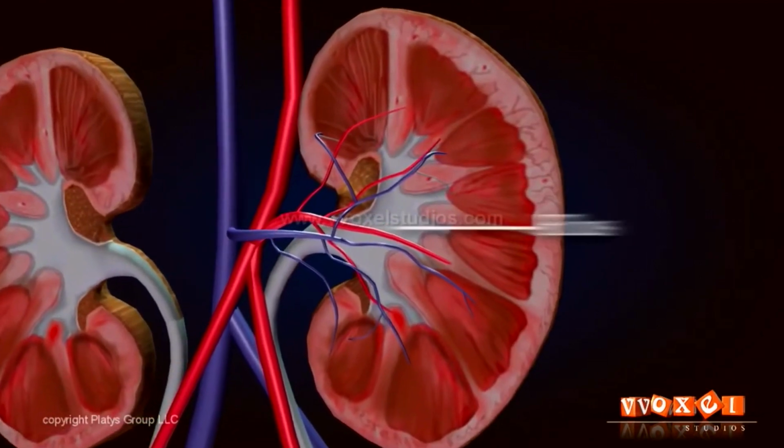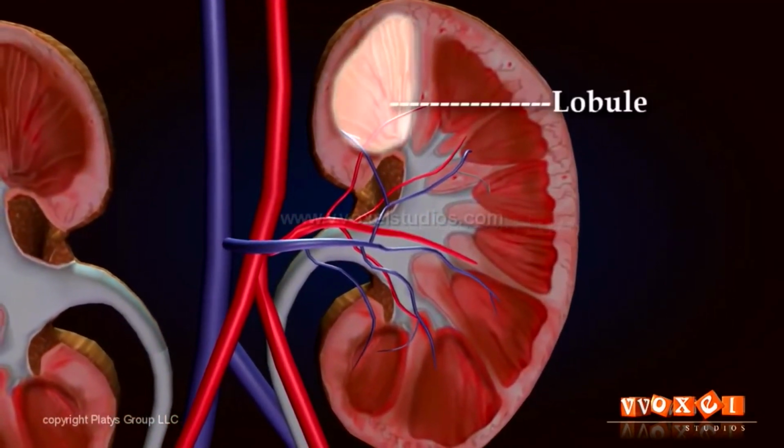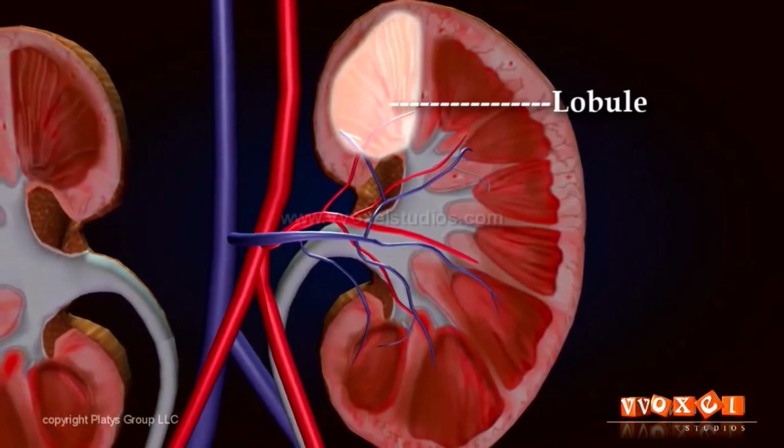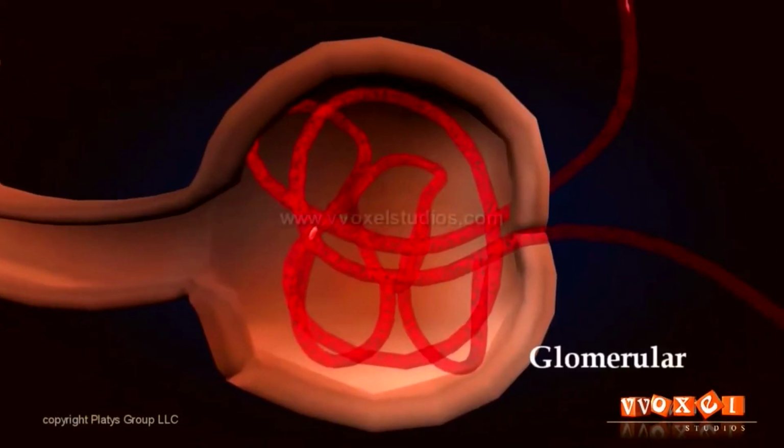The kidney consists of hilus and 18 lobules. Each lobule consists of nephrons. The nephrons are the functional unit of the kidney, and each kidney contains more than 1 million nephrons. Each nephron consists of a glomerulus, which filters the blood.